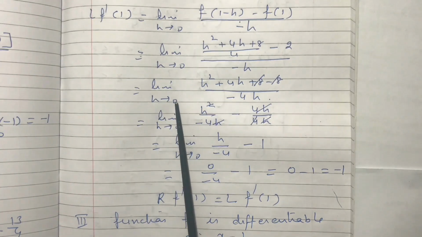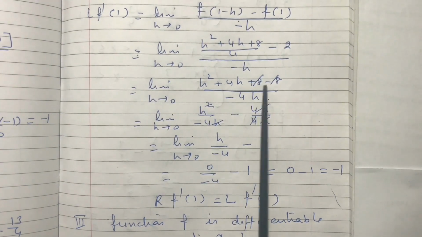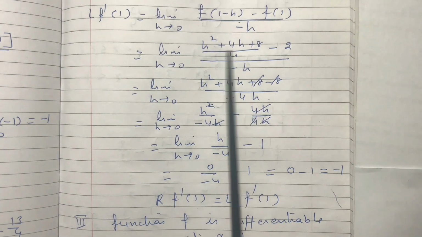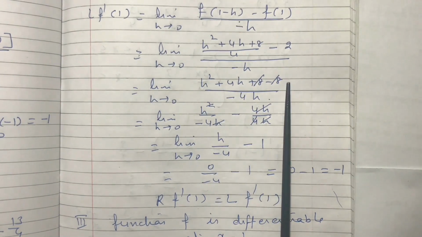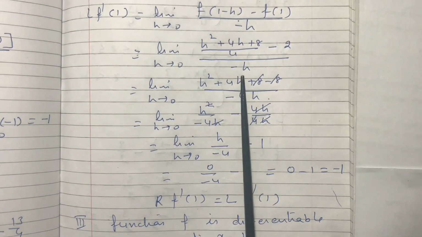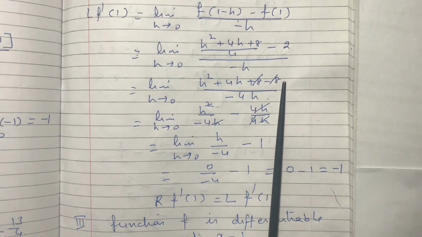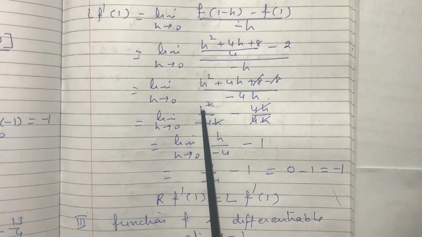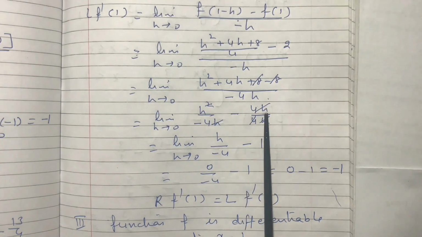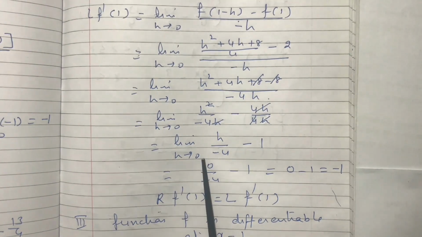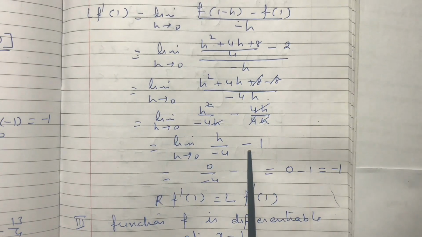Now limit h tends to 0, (h square plus 4h plus 8 minus 8) upon (minus 4h). Here I have taken LCM. You will have this, and here in the denominator you will have 4 minus 4h. Now this and this is cancelled. h square upon minus 4h minus 4h upon 4h. This and this is cancelled. You will have limit h tends to 0, h upon minus 4 minus 1.